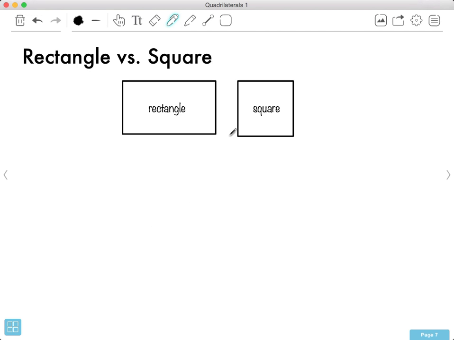For rectangle versus square, I'm going to focus on the two differences. You can see the similarities, I'm sure, by now. A square has diagonals that meet at a 90-degree angle, and a rectangle, they don't. That's one of the main differences there that you're going to see with a rectangle and a square. The other big difference is a square has four sides that are the same, and a rectangle only has two pairs of sides that are the same length.